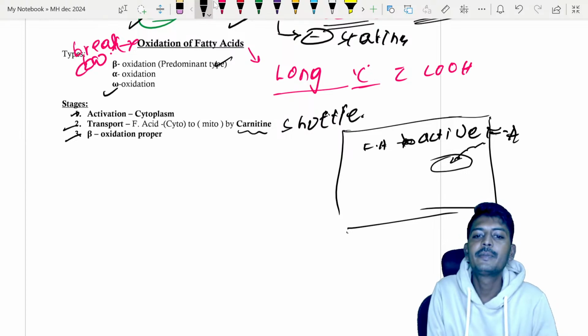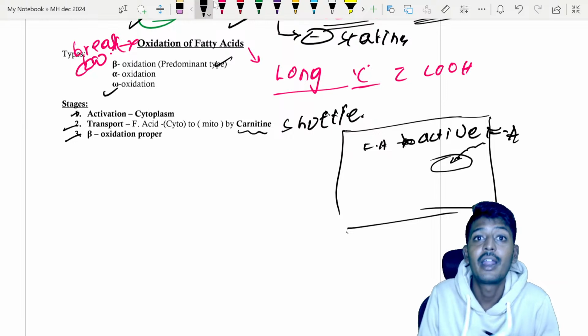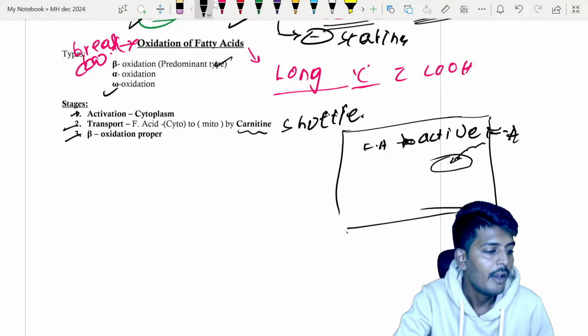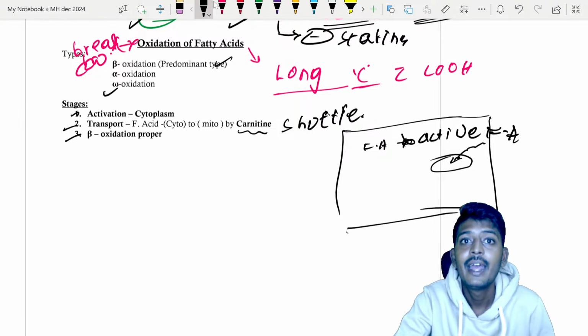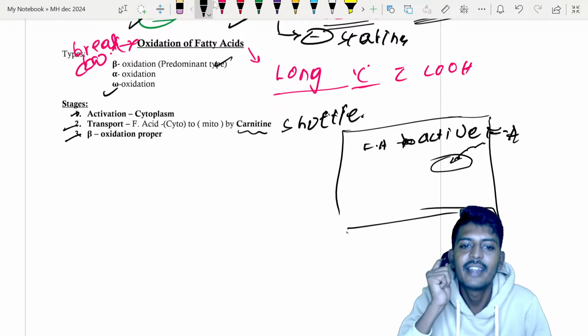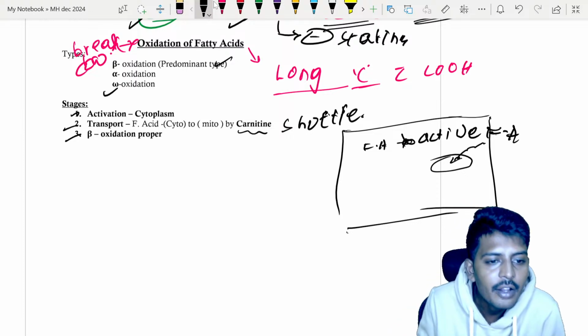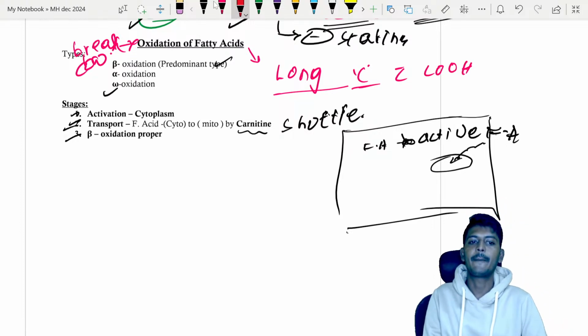The carnitine shuttle is a transporter. That is why you might have noticed that when you go to the gym for fat burning, the gym trainer will tell you, please take this carnitine tablet. That carnitine is doing the transport of the fatty acid from the cytoplasm to the mitochondria.